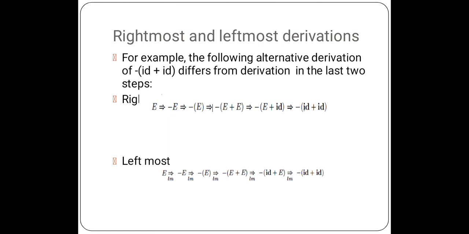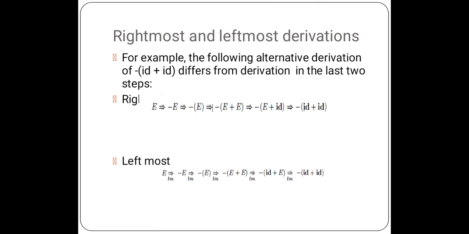In the second example, we have used the leftmost derivation concept. In the derivation, we take the leftmost non-terminal and replace it with some input strings or with some terminals. So here we call it a leftmost derivation. So we have two types of derivations. For the same input string, minus id plus id, we are using two different types of derivations.